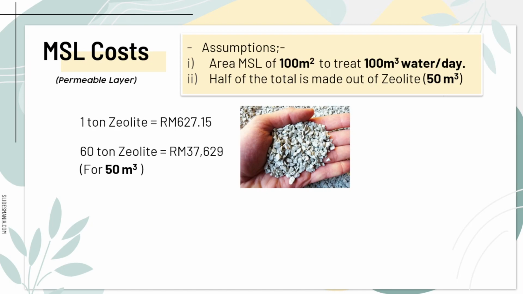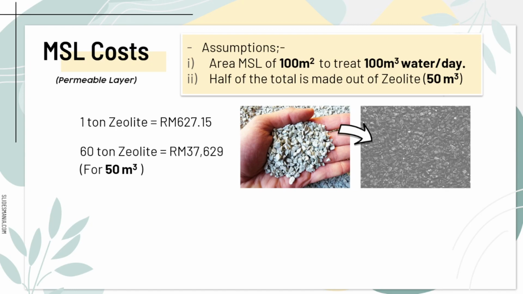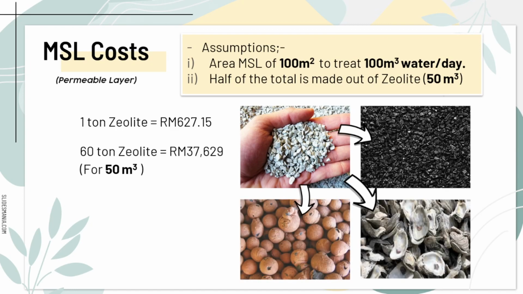The first one is the area of MSL is 100 meter square to treat a total of 100 meter cube of water per day, and half of the total volume is made out of zeolite, which is 50 meter cube. So for the permeable layer, we have 1 ton of zeolite being 627 ringgit, whereas for 60 ton of zeolite, it is 37,629 ringgit.